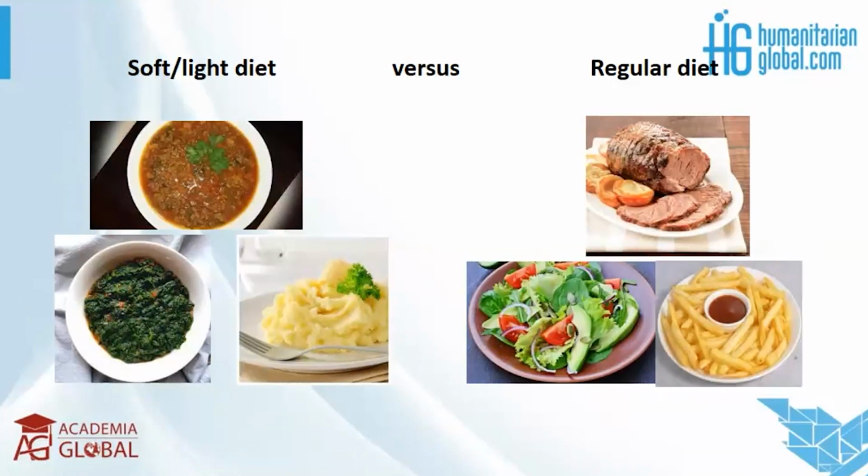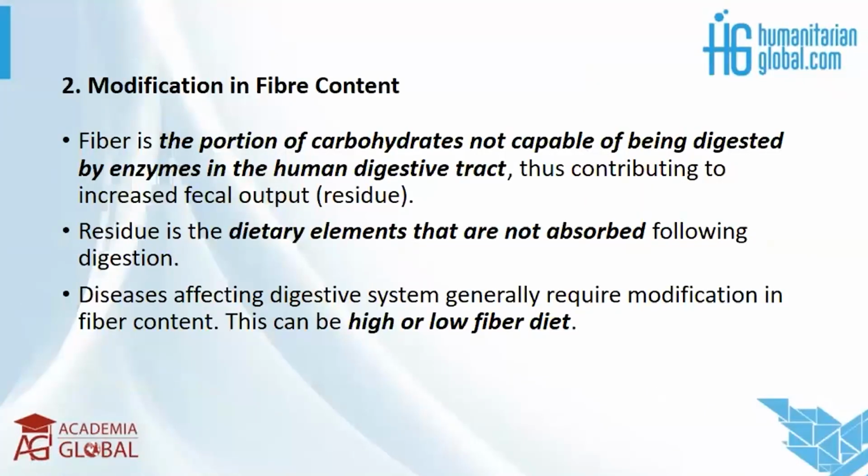So we have now number 2 of general therapeutic modifications. We can modify the fiber content. Now, just to remind ourselves what is fiber. Fiber is a portion of carbohydrates that is not capable of being digested by enzymes in the human digestive tract, thus contributing to increased fecal output, feces.